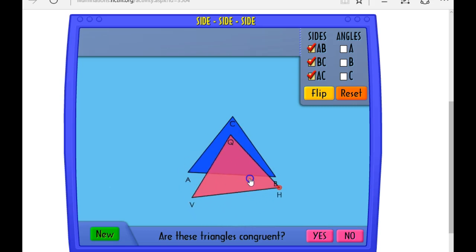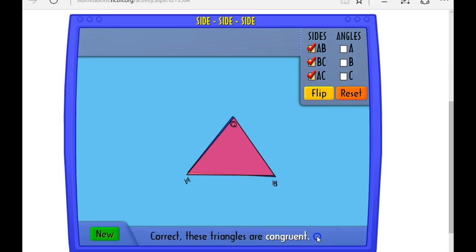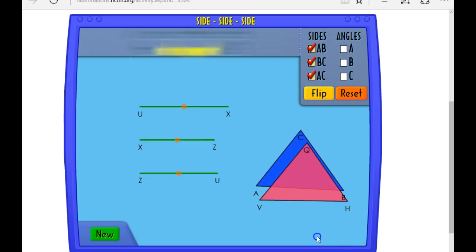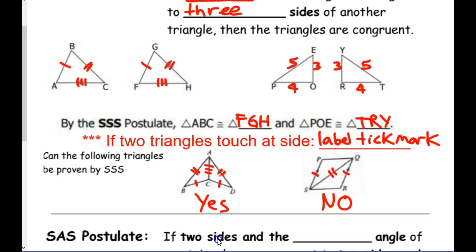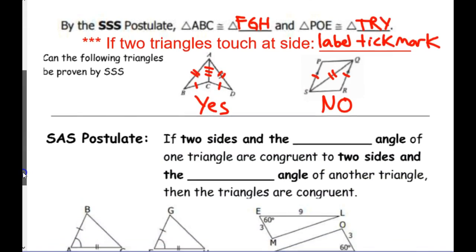Alright, so again, because they perfectly overlap, they are congruent. Correct, these are congruent. Okay? So side, side, side is a congruence theorem. Let's go on to the next one.